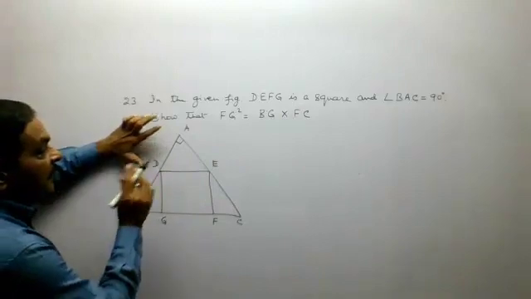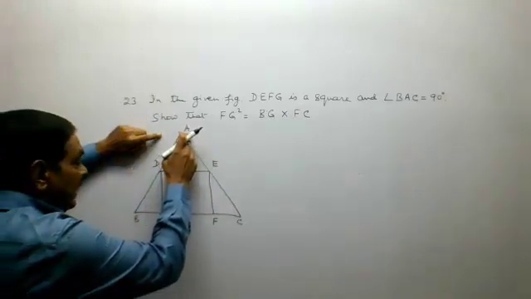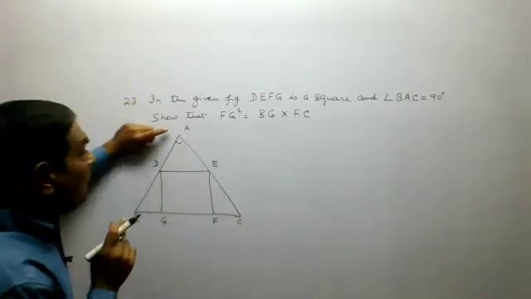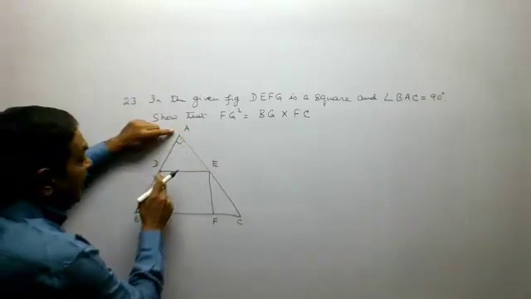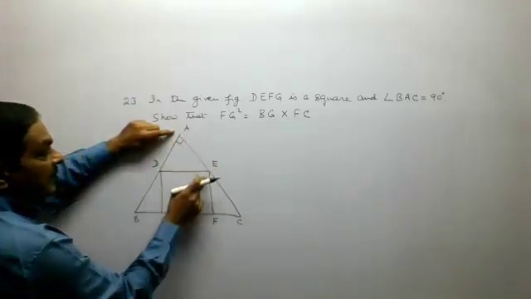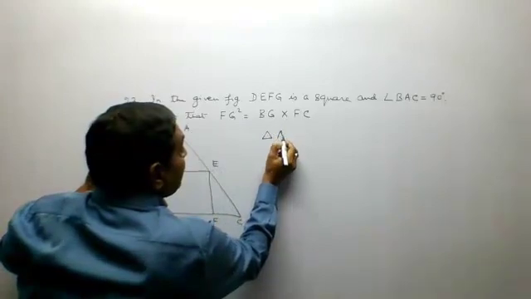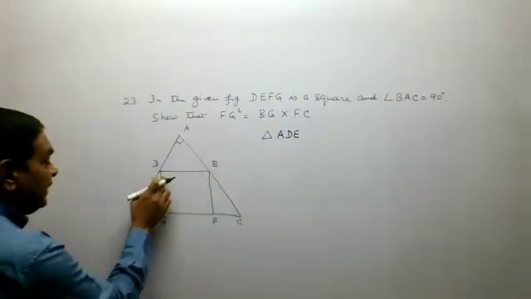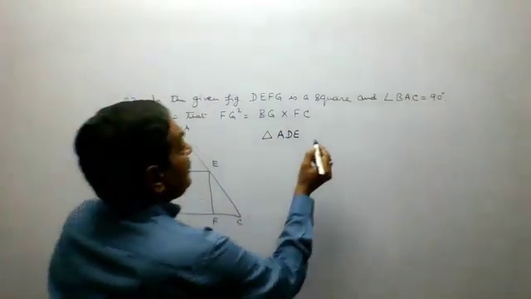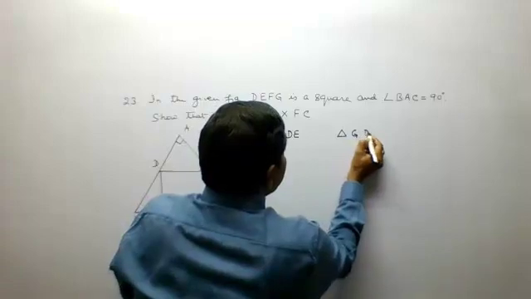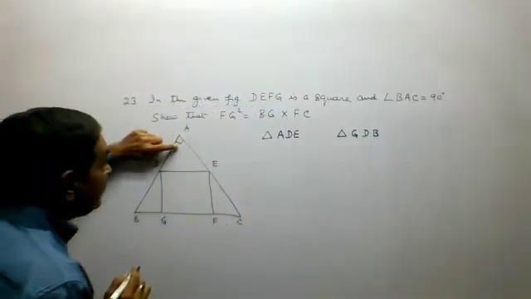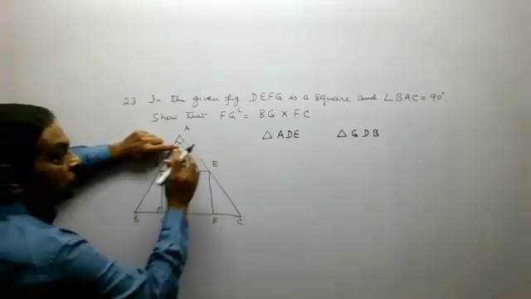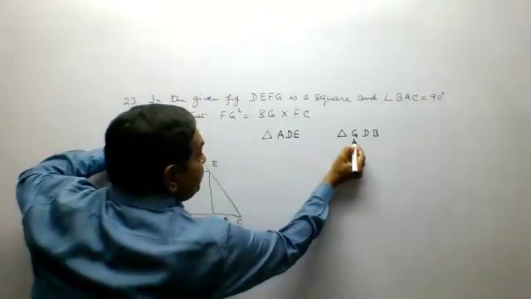Now we see this figure. One triangle is ABC, the bigger triangle. Now we see triangle ADE and triangle GDB. In triangle GDB, this angle is 90 degrees. Since this is a square, this angle is also 90 degrees. So point A corresponds to G.